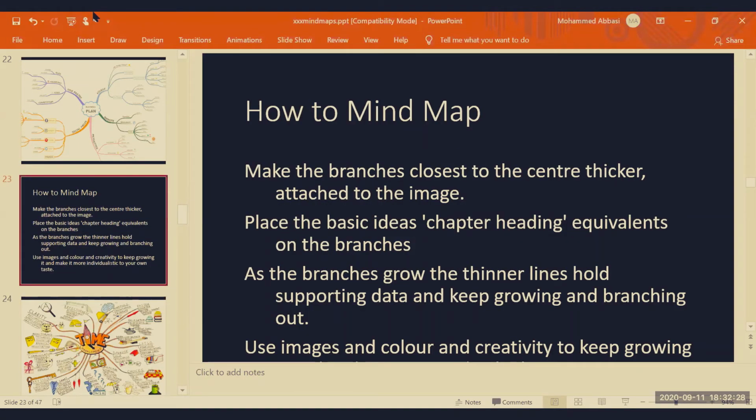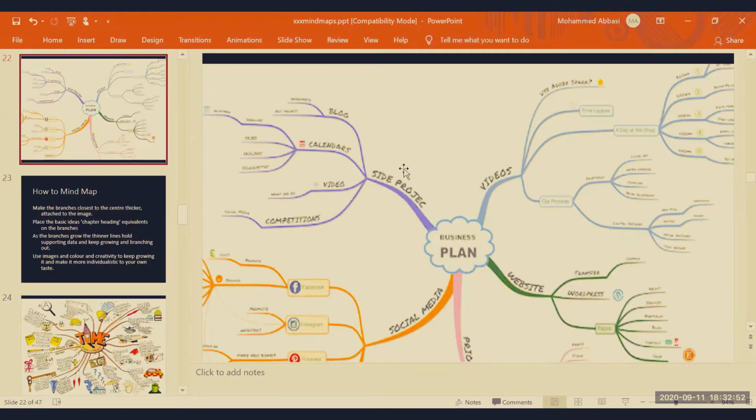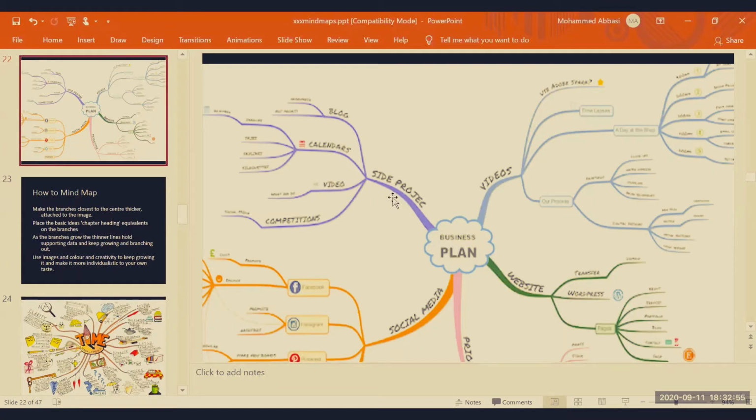Now, how to mind map? The key thing about mind mapping is you make the branches closest to the center thicker, attached to the image. Place the basic ideas, chapter heading equivalents, on the branches. As the branches grow, the thinner lines start supporting more data and keep growing and branching out. So remember this, for example. There's the main point. These are the branches: the dark blue branch, the light blue branch, green branch, pink branch, orange branch. As they go out, the lines become thinner and you can put more information on there.